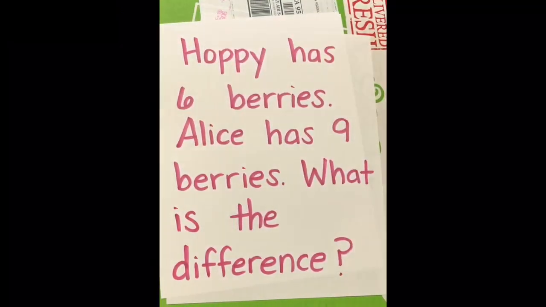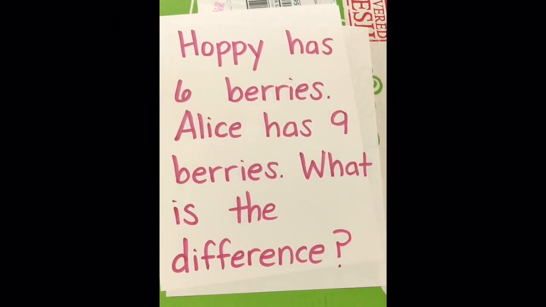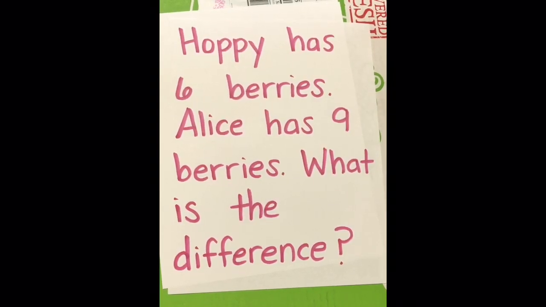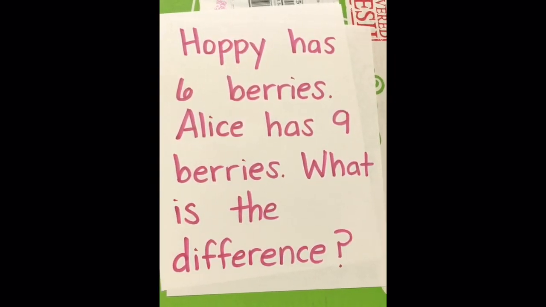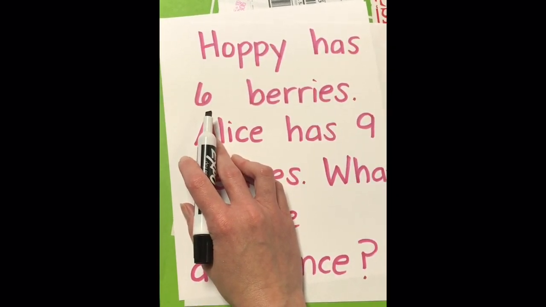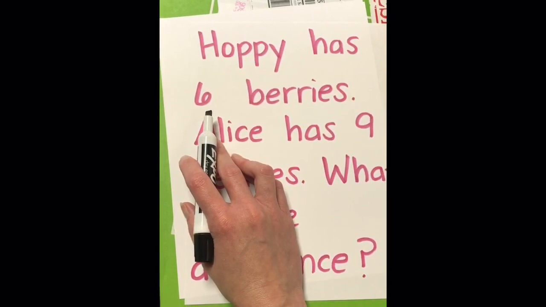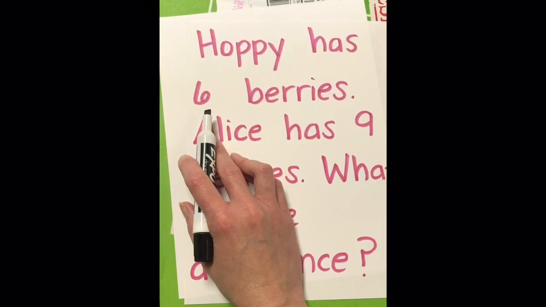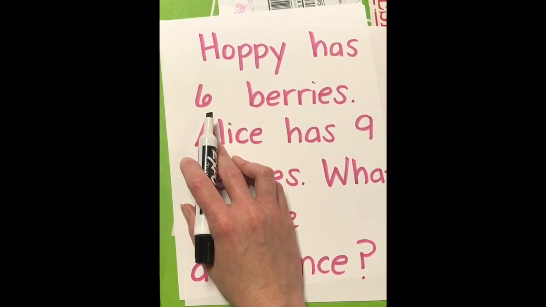So this word problem says, Hoppy has 6 berries. Alice has 9 berries. What is the difference? The number 6 is the first number that's in the problem, but the problem is if I try to subtract 9 from 6, I'm going to end up with a negative number. And it is possible to have negative numbers, but not in first grade. That's not something we cover.